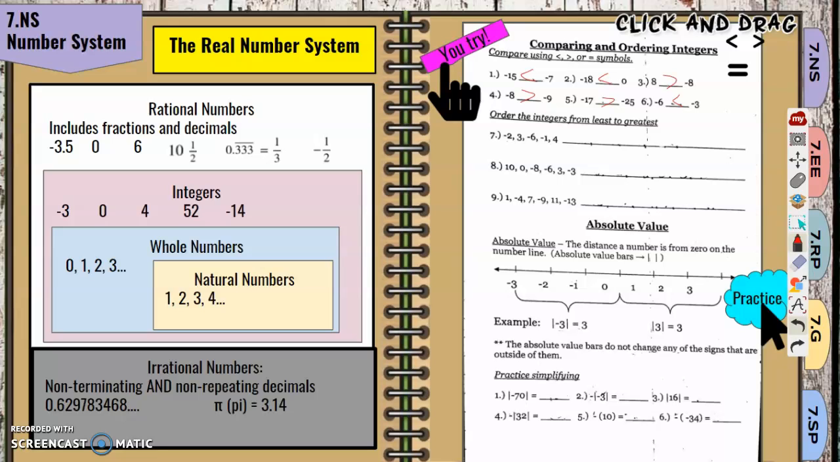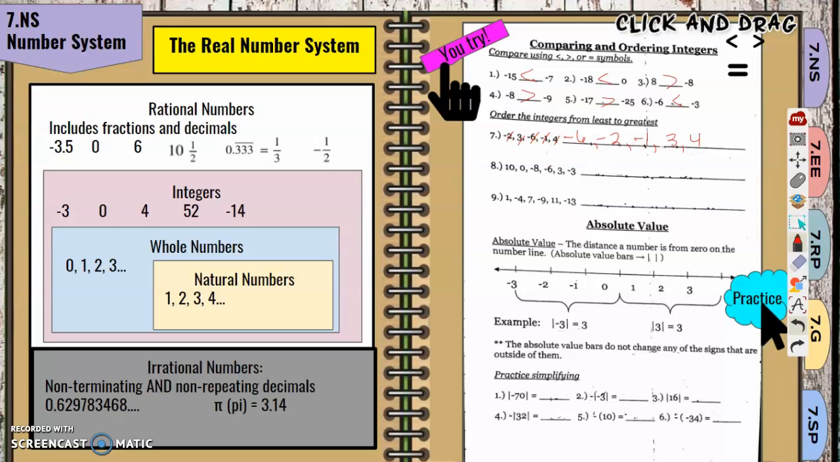So for 7, 8, and 9, we're ordering our numbers from least to greatest. So we're going to look for our smallest number first. It's negative 6. Write it down and mark it out. Negative 2. Same thing. Write it down and mark it out. Next we have negative 1, 3, and finally 4.